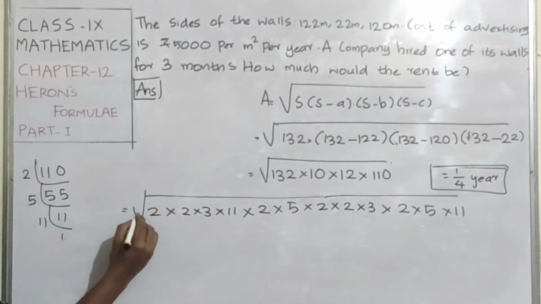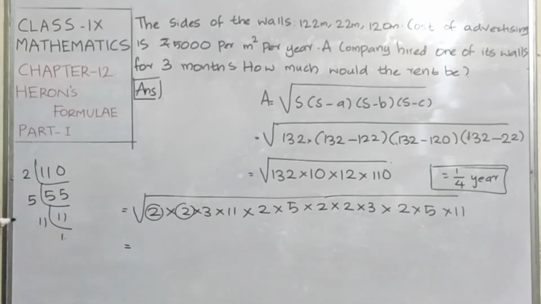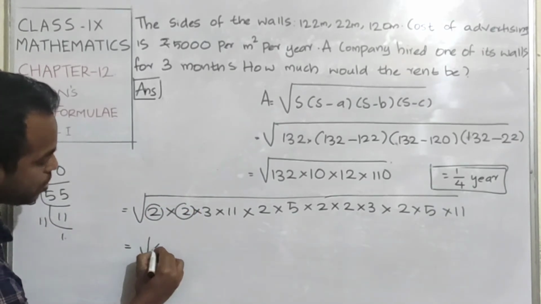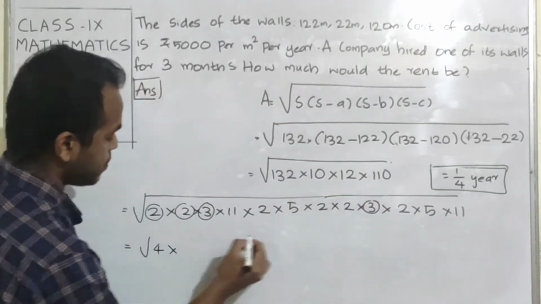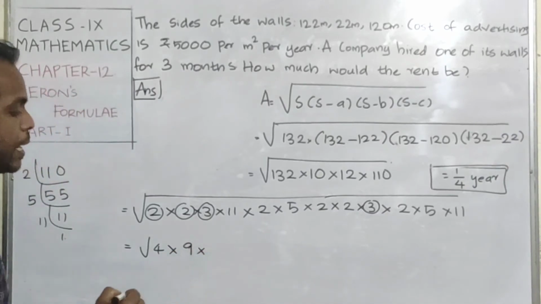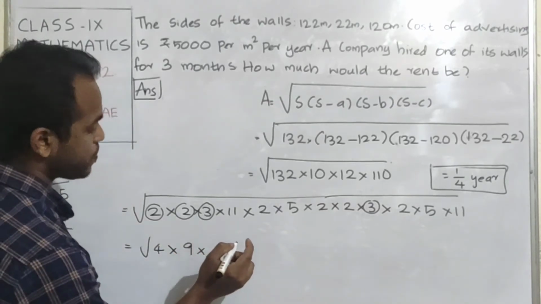We will use this shortly. Then let's see what happens. 2 into 2, that is 4. That is root of 4 into 3 into 3, that is 9. Why am I taking the pairs? Because if we have pairs of perfect squares, then we can take the root very comfortably. I hope you understood that one.